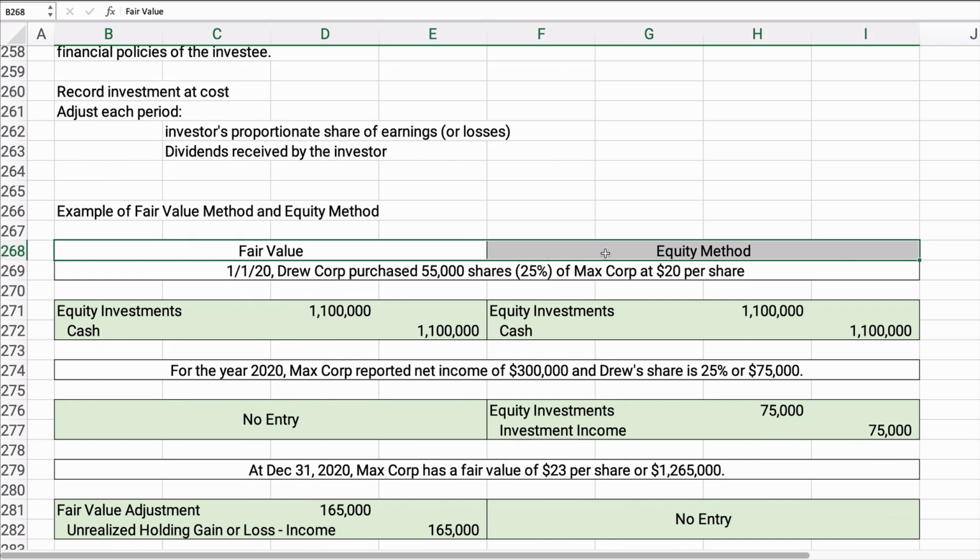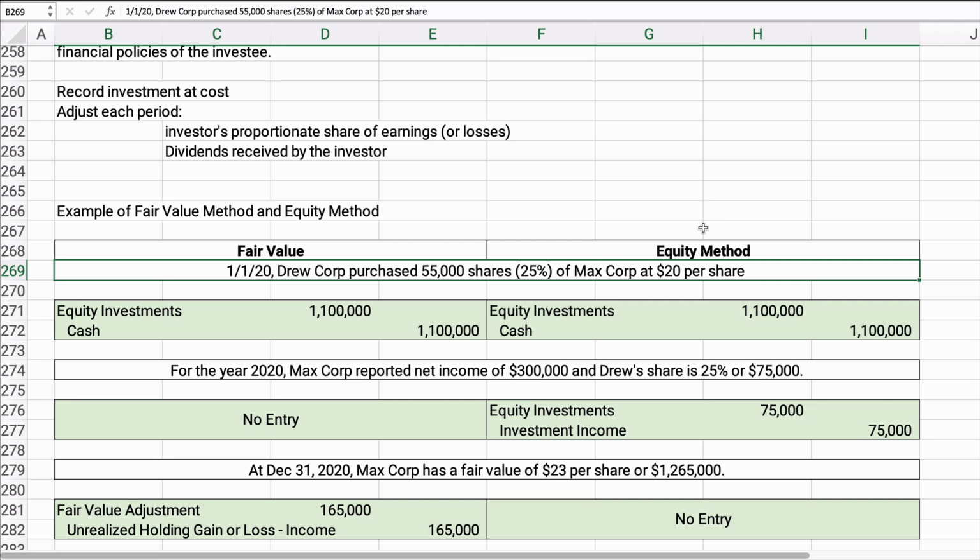So let's say we have an example for fair value and for equity method, and they're pretty simple. You just got to be careful about where you are. So let's say that Drew Corp purchased 55,000 shares, which is 25% of Max Corp at $20 per share. Now, what's the proper accounting for it? Well, the proper accounting would be the equity method.